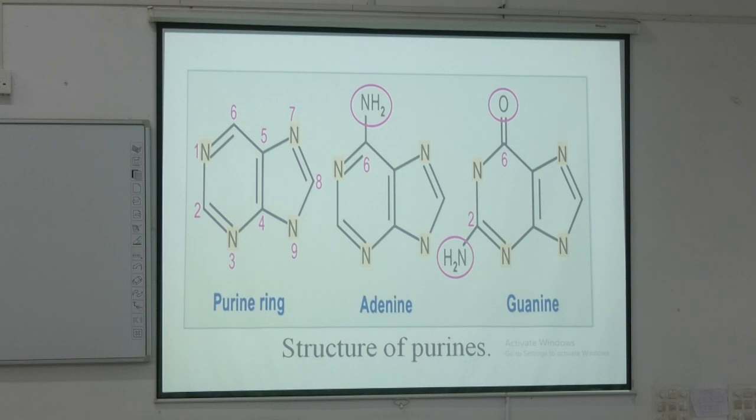Now all of you tell. This is your adenine and guanine. Chemically, what can you tell? What is the chemical name for adenine? You see and tell. At what position is the amino group there? Sixth position. So 6-amino purine. And in guanine, at the 2 position an amino group is there and at the 6 position an oxo group is there. So 2-amino, 6-oxypurine.